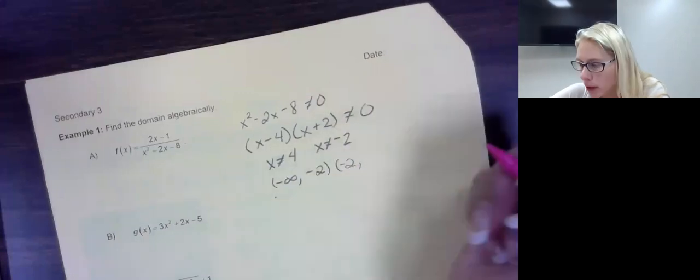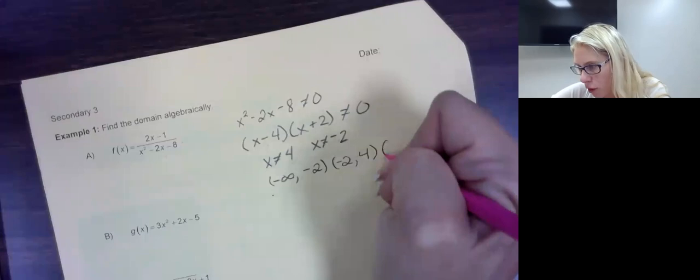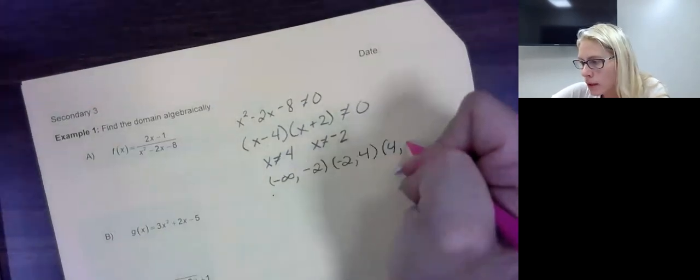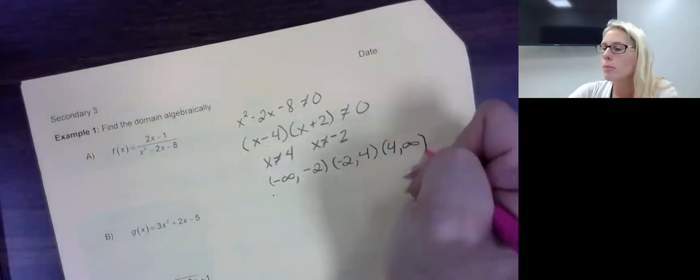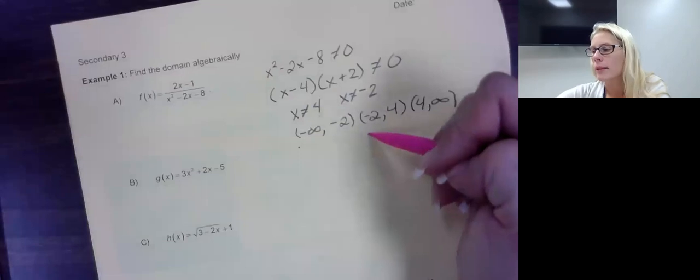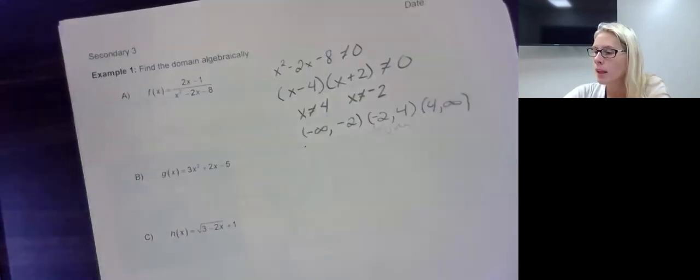And then our next number is 4. Start back up at 4. And of course, what number is all the way to the right? Infinity. Now, I will point out that most people, when they do this, if they do it really fast, this is where they mess up. They forget about this interval. So be careful on that.